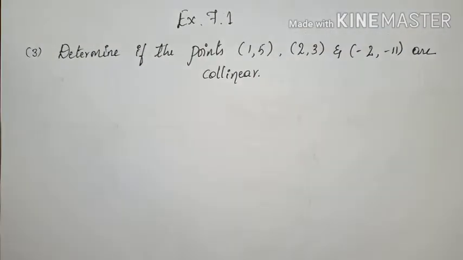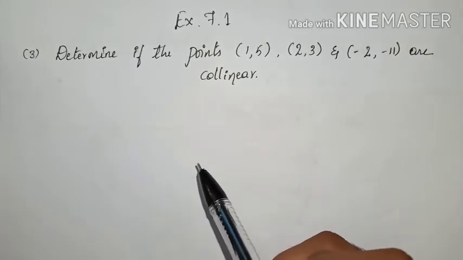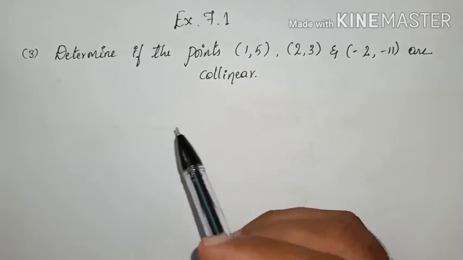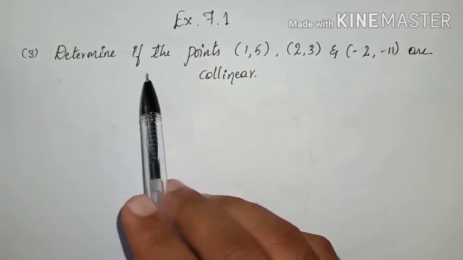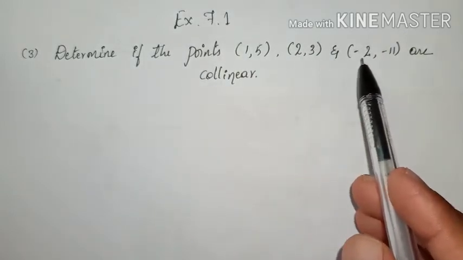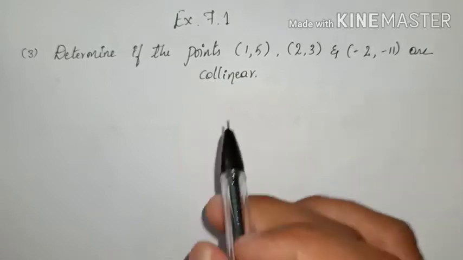Hello guys, welcome back. Today we have taken the question from the chapter coordinate geometry, exercise 7.1, third main question. Here it is the question. Determine if the points (1, 5), (2, 3) and (-2, -11) are collinear.